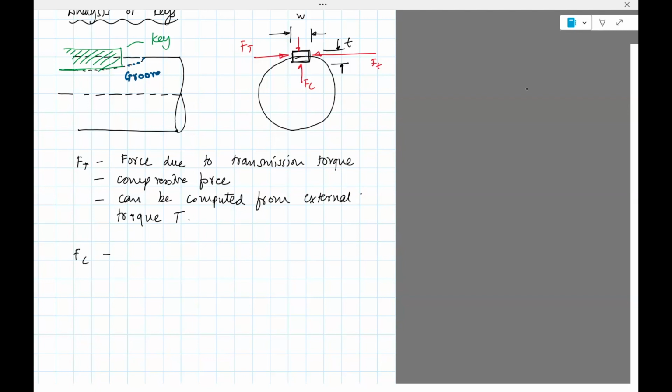Fc, which I showed in the figure, is a force due to the key fitting inside the keyway. If there was no force, or it was not fitting snugly inside, then there would be no force, in which case it's not doing its job. It's going to lead to a play, and that play is not really good when you're trying to move things around. So this is actually a compressive crushing force.